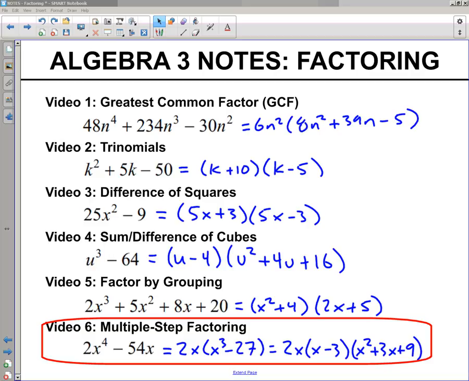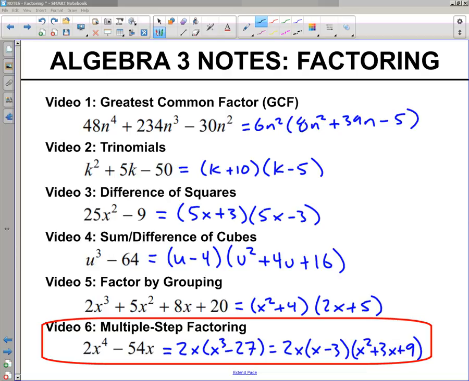All right, so this is the sixth video in our series on factoring. And in this video, we're going to tackle factoring problems that involve multiple steps. So we're going to be using more than one of the rules that we've discussed in the previous videos. Now, honestly, most of these problems are really going to involve factoring out a GCF first and then applying one of the other rules afterwards.